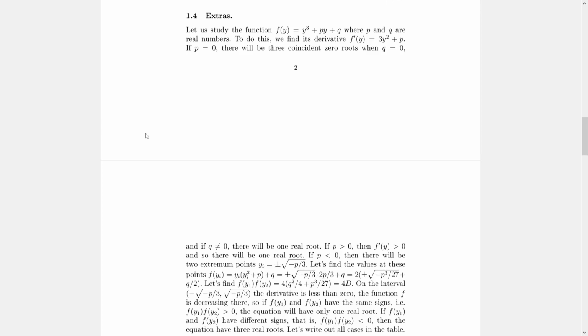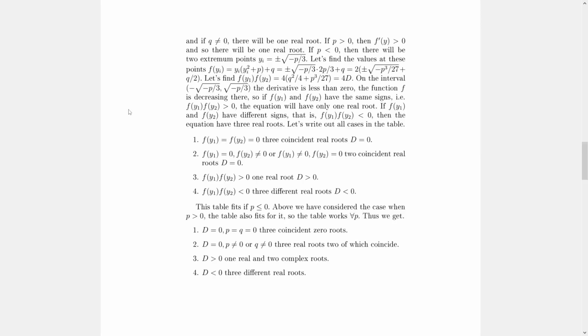If p equals 0, there will be three coincident zero roots when q equals 0. And if q is not equal to 0, there will be one real root. If p is greater than 0, then f prime is also greater than 0, and so there will be one real root.